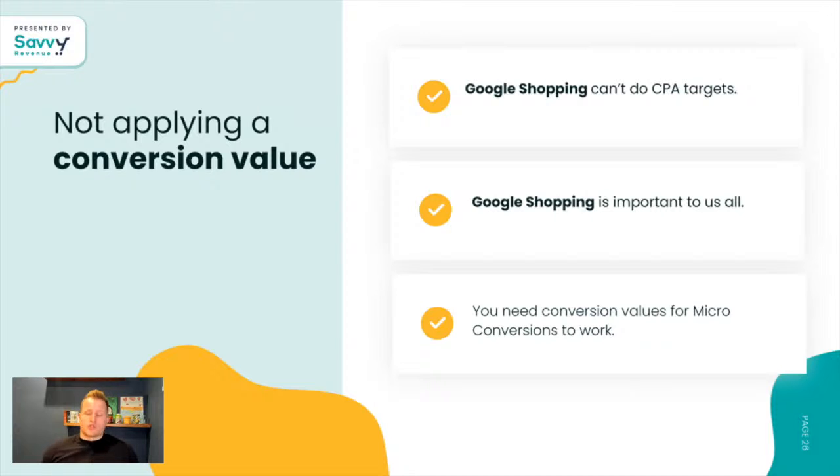Not applying a conversion value. This is something I've seen a lot happen when we've audited accounts where they've tried to do micro conversions. So Google Shopping can't do a CPA target. You can't do target CPA for Google Shopping, and Google Shopping is maybe the biggest one for all of us in e-commerce. So not having a conversion value for micro conversions means that you can't use smart bidding for micro conversions in shopping. I hope that makes sense. So you need conversion values. You need to set a conversion value.